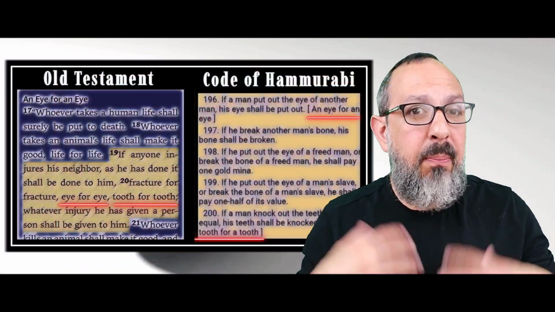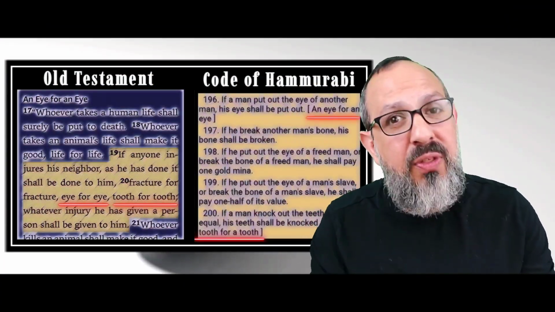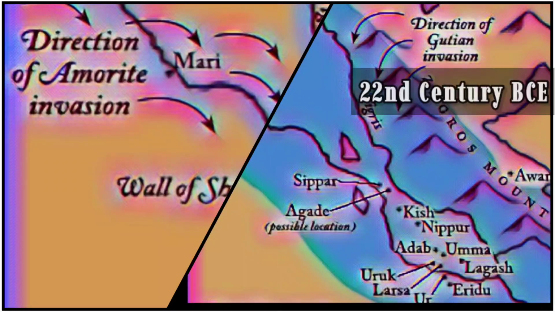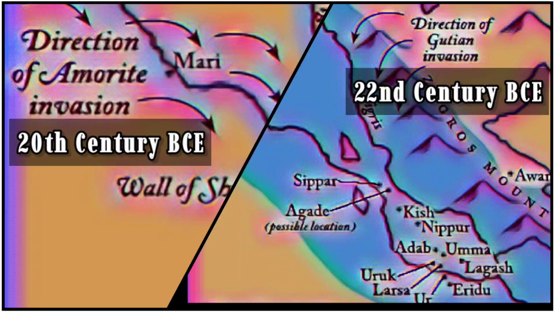Now, I don't want to talk about the Bible too much here, but there is one more biblical connection important to the content of this video. When scholars try to place biblical events in a historical chronology, they seem to place Abraham in this area sometime between the Gutian invasion of the 22nd century BCE and the Amorite migration of the 20th century BCE.